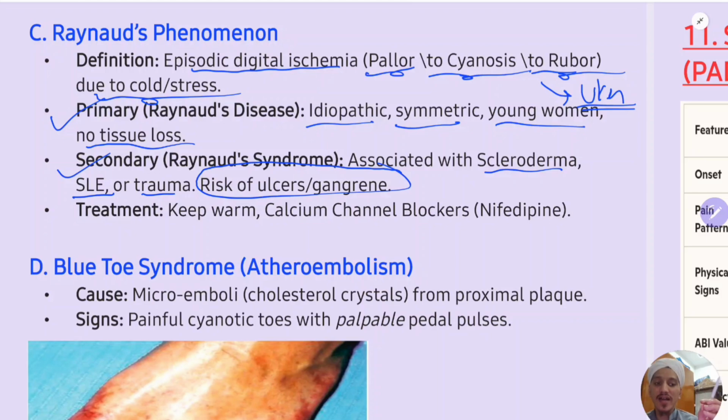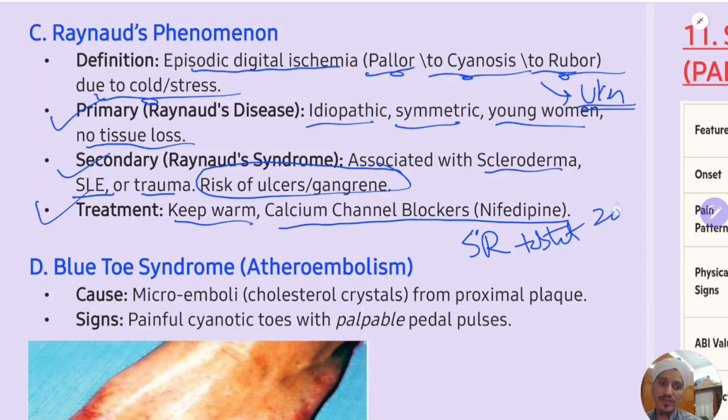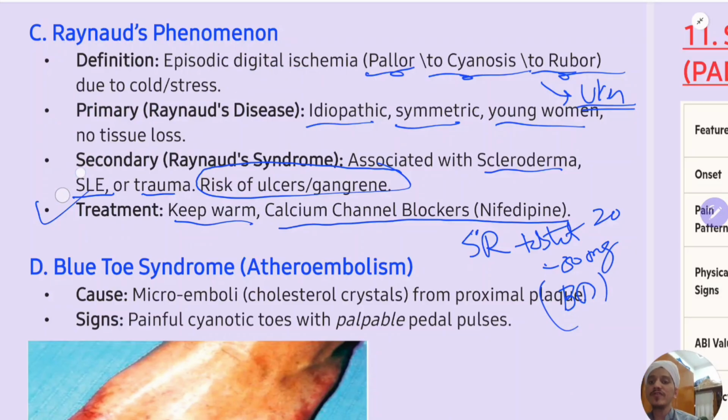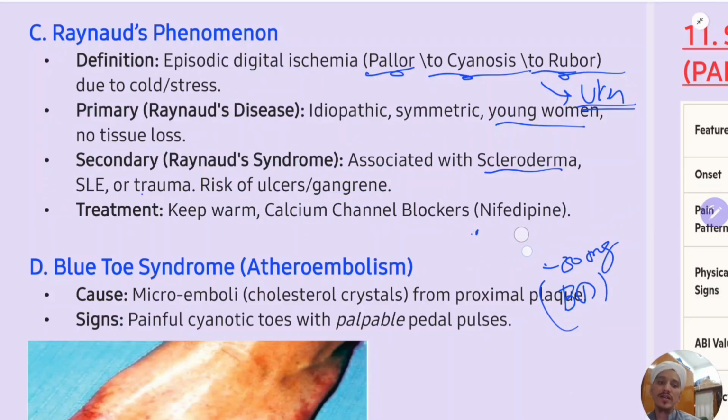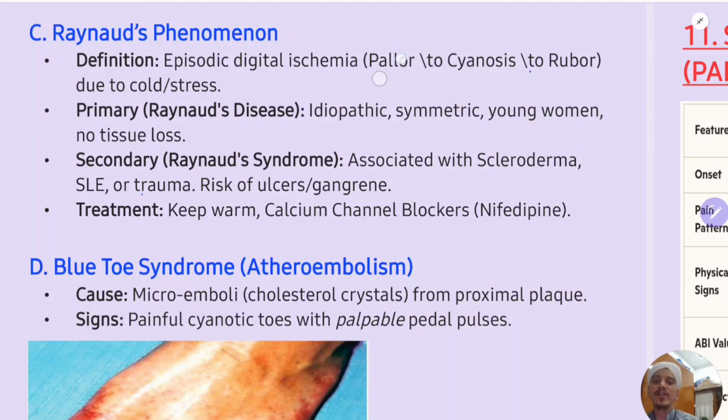In Raynaud's phenomena, if it is in males, first you suspect Buerger's. In females, first you suspect some connective tissue disorder, or it can be idiopathic also. What is the treatment? Keep the extremities warm, and calcium channel blockers like nifedipine are usually used, in sustained release form. In tablet form you should use 20 to 30 mg, BD or OD; BD usually is used. You should monitor the BP of the patient because it can fall in these patients. Okay, that's about Raynaud's phenomena.